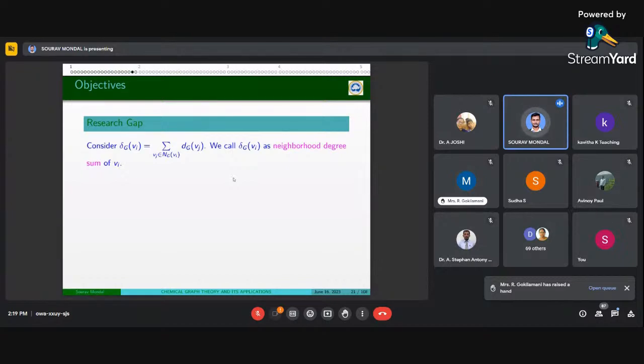So we define here a parameter known as the neighborhood degree sum of a node, delta G of Vi. It is defined as the degrees of all vertices connected to the vertex Vi. That is, the degree sum of all neighbors of Vi. It is the neighborhood degree sum of the node Vi.